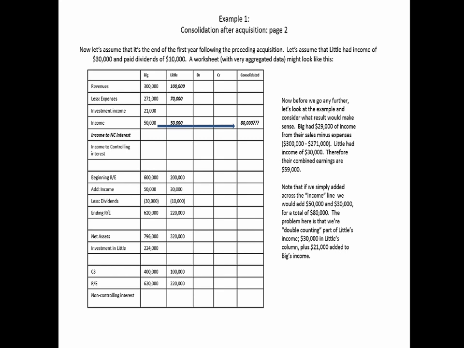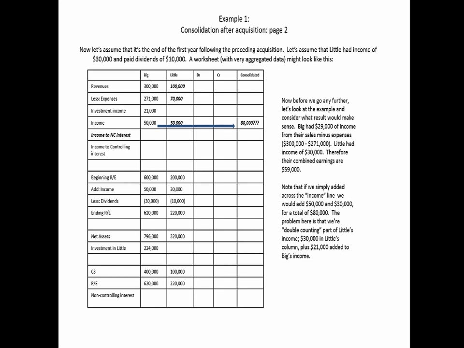Now, before we go any further, let's look at the example and consider what result would make sense. Big company had $29,000 of income from their own sales and their own expenses. Again, they had revenues of $300,000, they had expenses of $271,000 for earnings of $29,000. Again, not considering their investment income. Little company had $30,000 of income. So the combined earnings of both companies from their sales to external customers less their expenses would be $59,000.